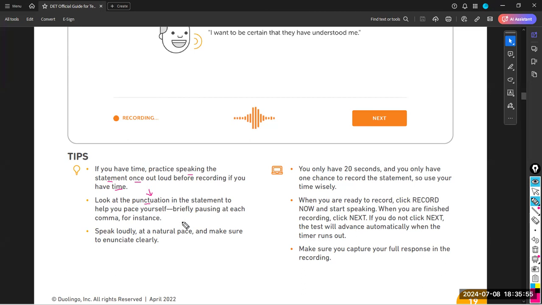Maybe it is a surprising idea or statement or sentence. You have to be careful because the intonation is extremely important, and you have to consider the punctuation marks because it is really important. By the way, we are going to practice that absolutely. In this statement, to help you pace yourself, briefly pause at each comma, for example.